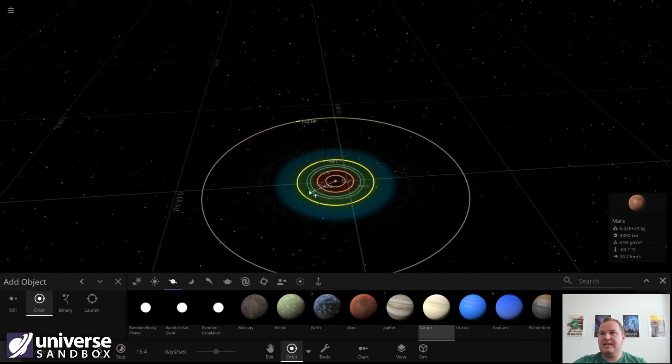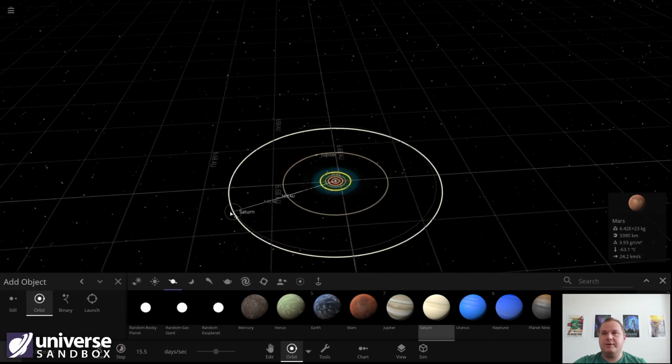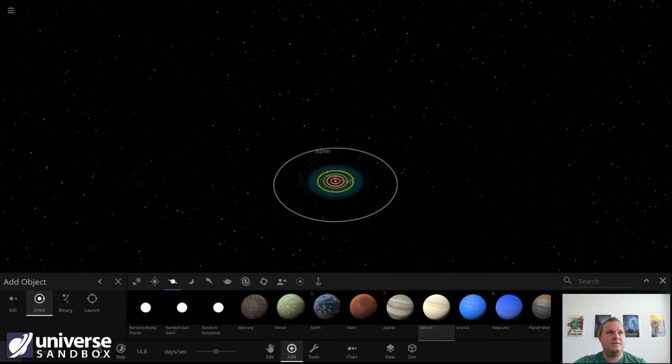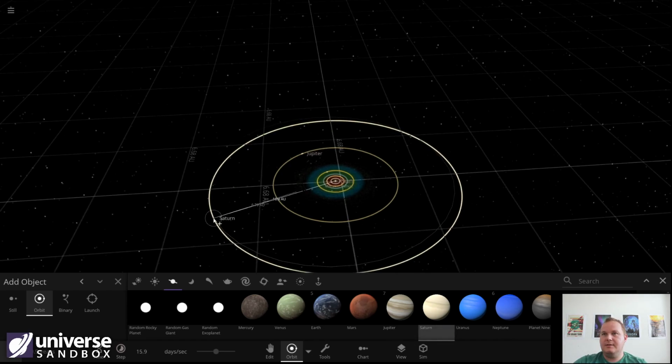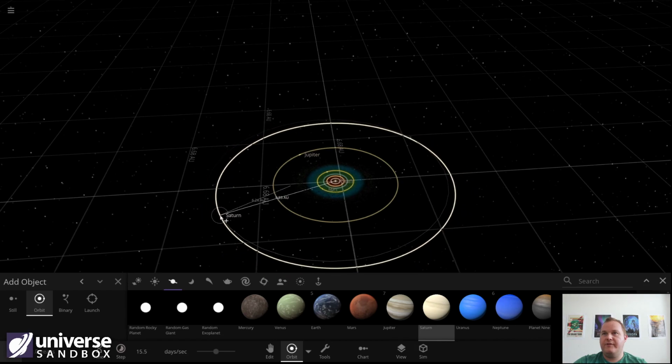All right, let's go take a look at Saturn. Unfortunately, we're not going to get Saturn's rings right away, but I'm actually going to just look up Saturn's distance to make sure we get it right. So the Saturn distance is 9.5 astronomical units.